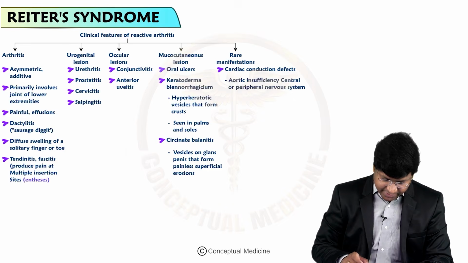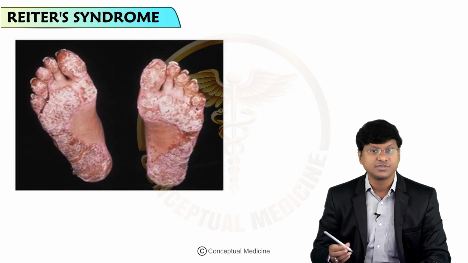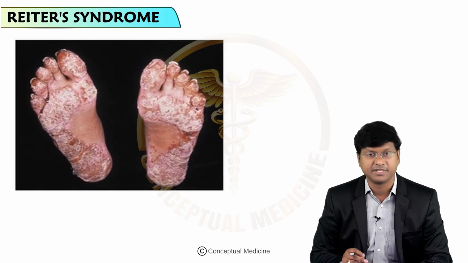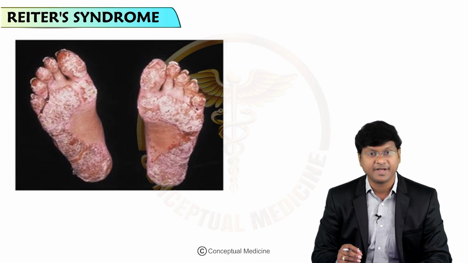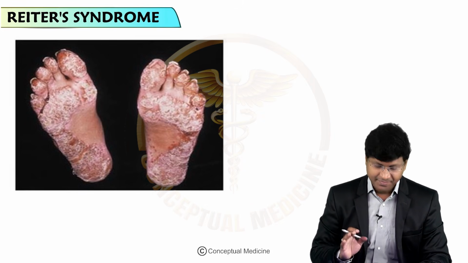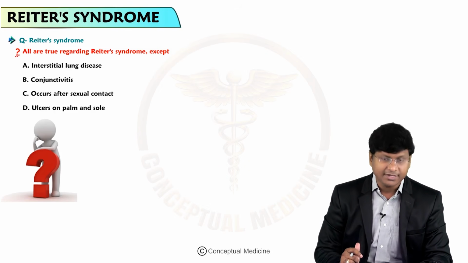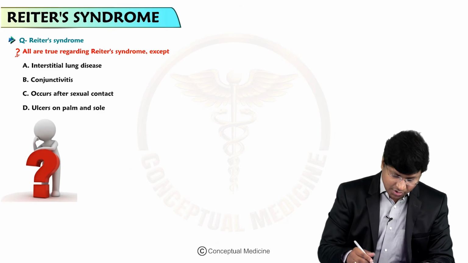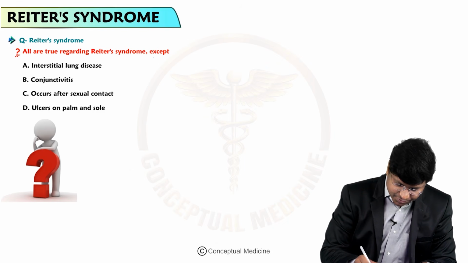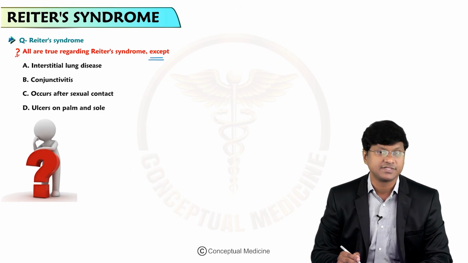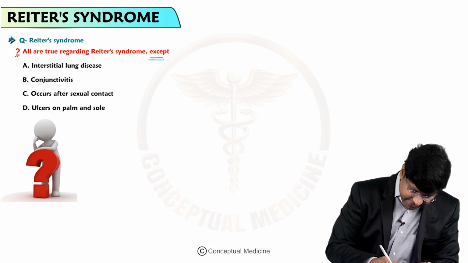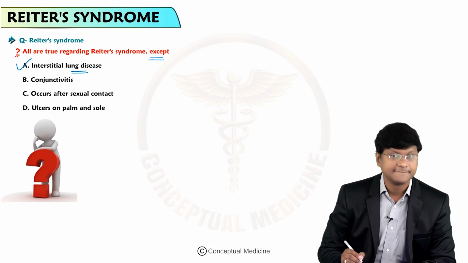Now let me show you the keratoderma blennorrhagicum. So this is the image of keratoderma blennorrhagicum, where you have the presence of hyperkeratotic vesicles over the palms as well as the soles. Okay, next. Coming back to the question I showed you in the beginning: all are true regarding Reiter syndrome except interstitial lung disease, conjunctivitis occurs after sexual contact, ulcers on palm and soles. So the answer here is interstitial lung disease.